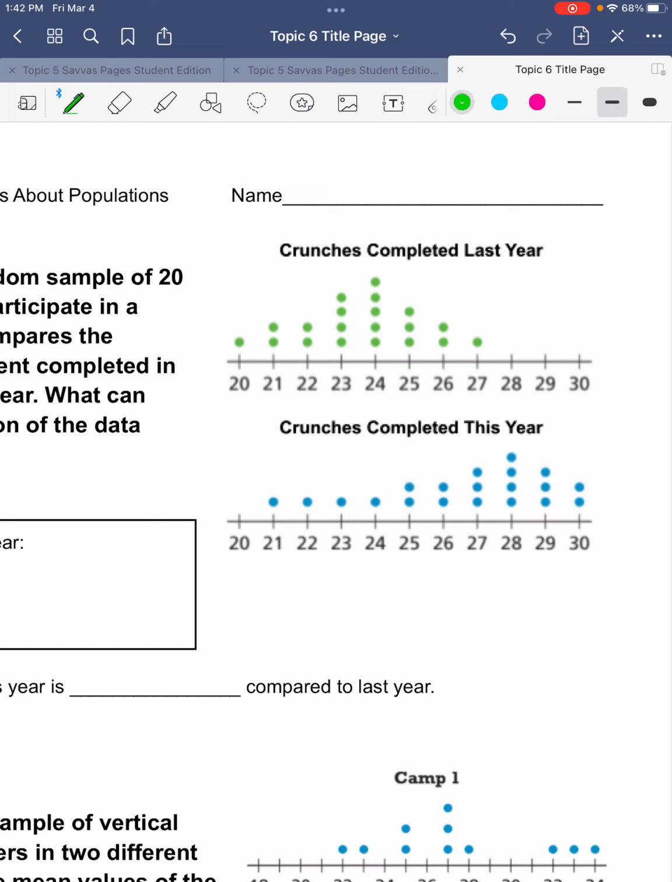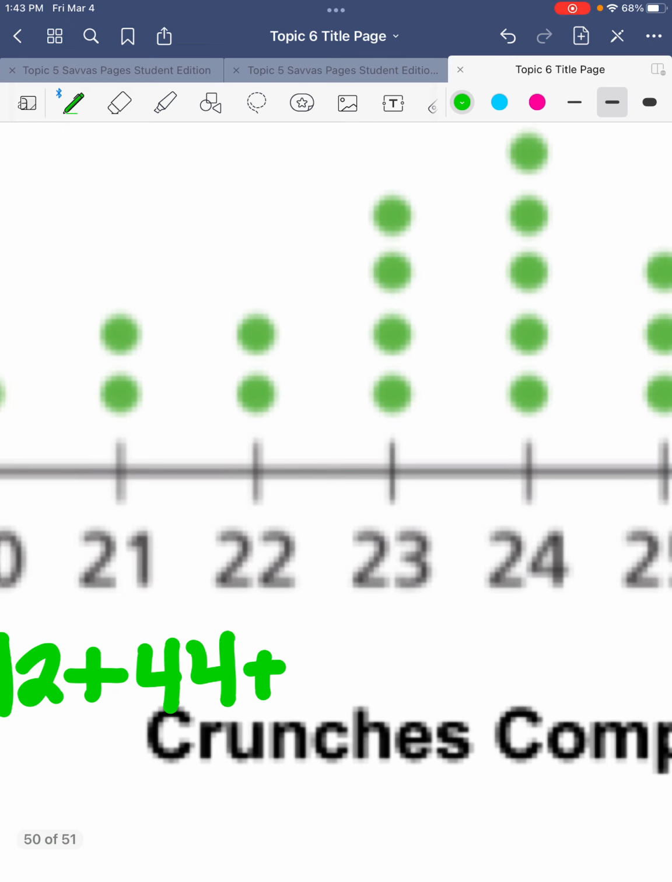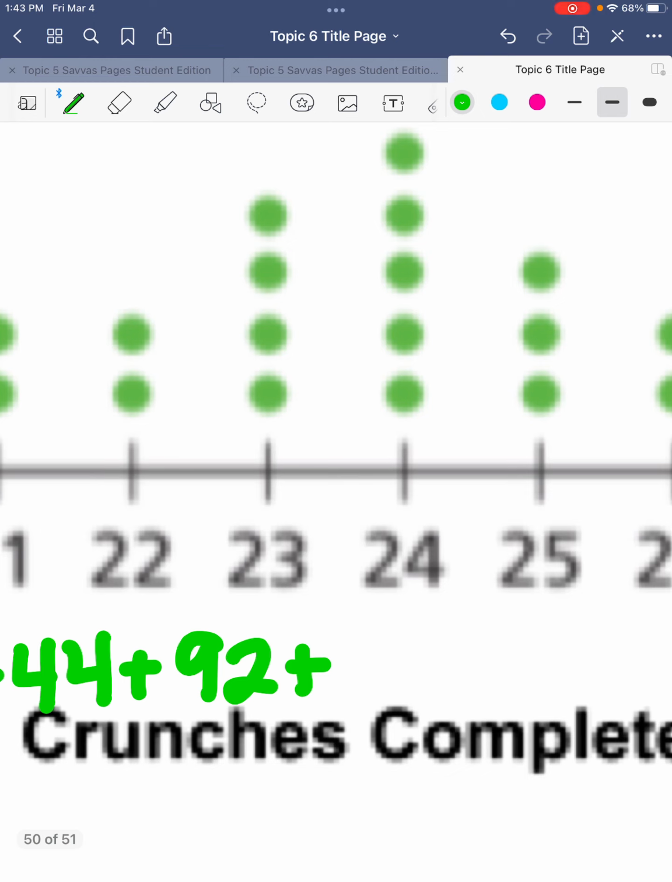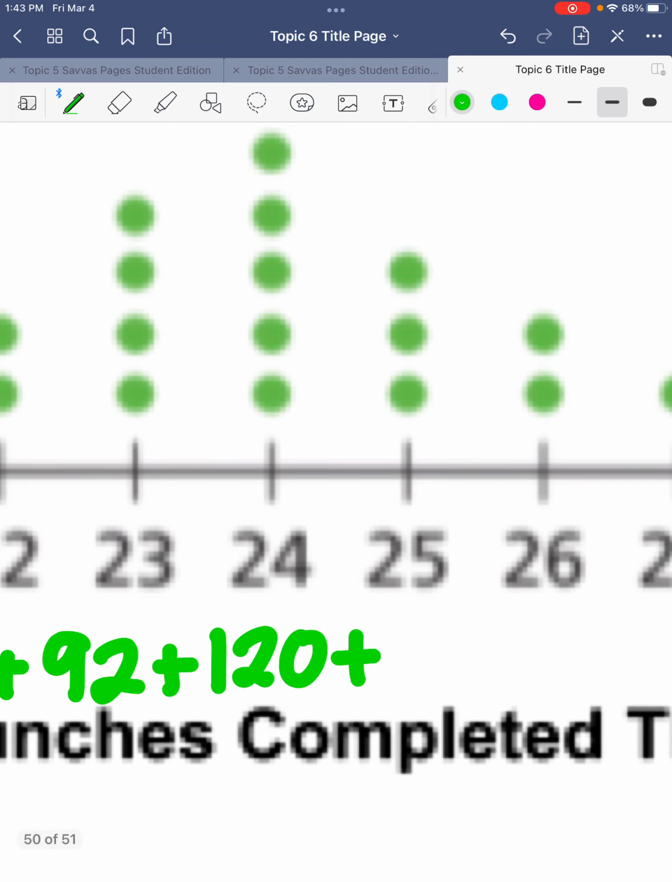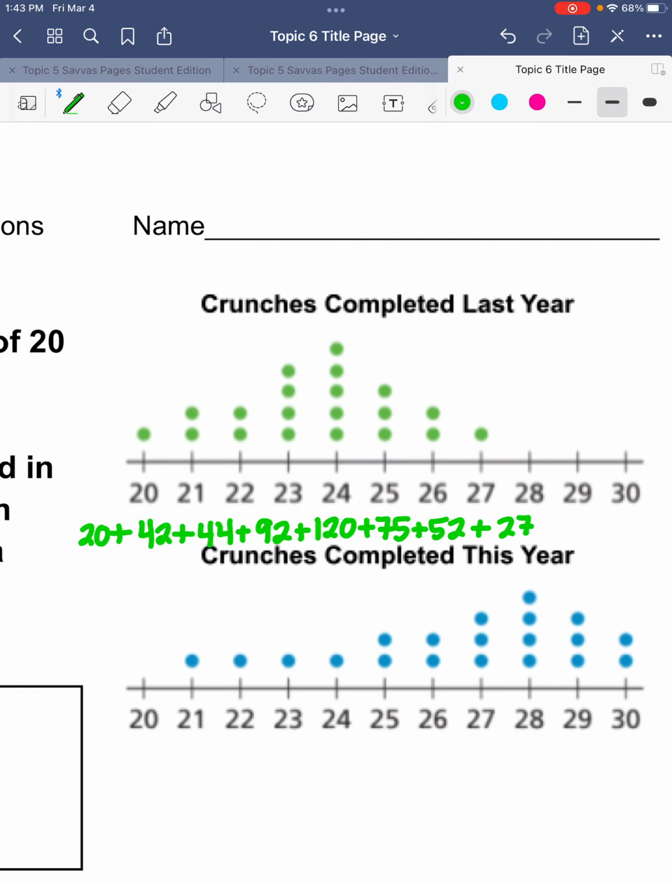To find the mean for each dot plot, I need to add up all of my data values. So I go kind of by columns of data. My first column, I've got 20. Then I have 21 times 2, which is 42. 22 times 2 is 44. 23 times 4 is going to be 92. Then I have 24 times 1, 2, 3, 4, 5, which is 120. 25 times 3 is 75. 26 times 2 is 52. And 27 times 1 is simply 27. That's all the data that I have for that first one.